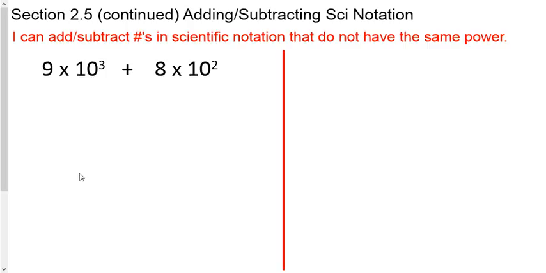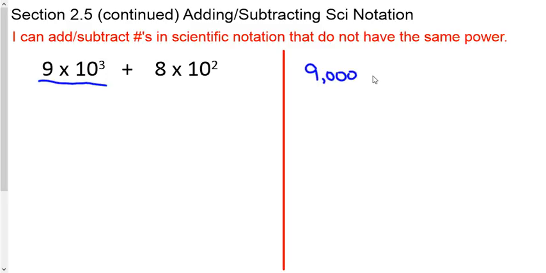With this lesson, we're just going to be taking a look at what you do when you're adding or subtracting scientific notated numbers when the exponents are not the same. So the first lesson on section 2.5, they were always the same exponent. This time they're different. Before we go further though, let's take a look at what it would be in standard notation. 9 times 10 to the third power would be the same thing as 9,000.